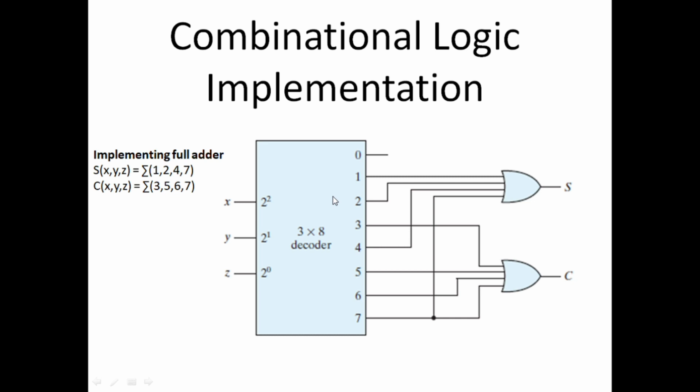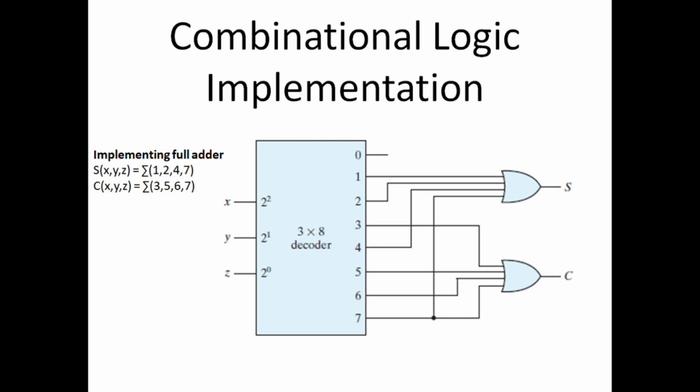Okay, so how can we implement combinational logic with a decoder? We must understand that a decoder actually creates all possible minterms. So in this case, in the 3 to 8 lines decoder, 3 are the input lines, and it generates 8 outputs, and each output corresponds to a minterm. And we have already seen that any Boolean function can be implemented as a sum of minterms.